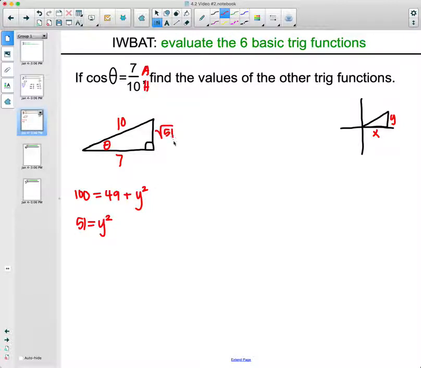Square root that, and you get that height there. So then just fill in your 6 basic trig functions. You have cosine, secant, sine, cosecant, tangent, and cotangent.